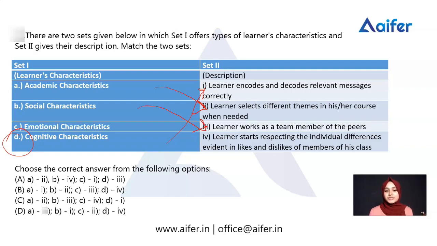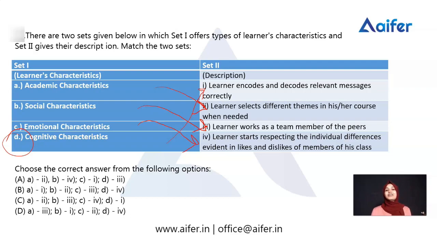Now the fourth description: learner starts respecting the individual differences evident in likes and dislikes of members of his or her class. It is directly connected with emotional characteristics, as it is the only option remaining.